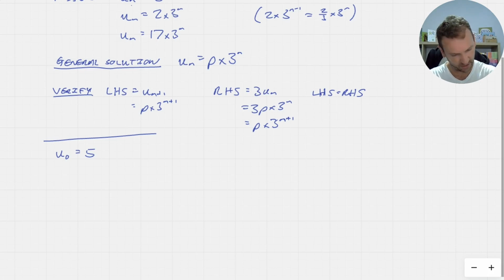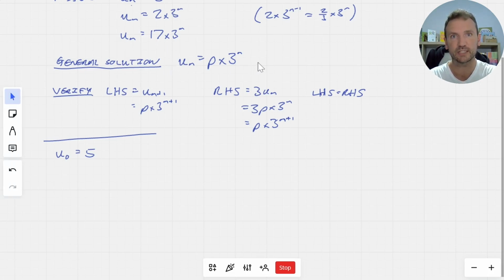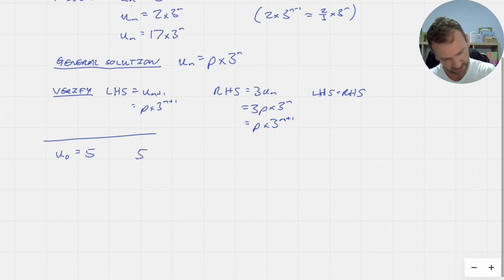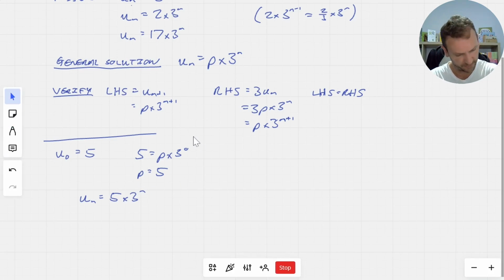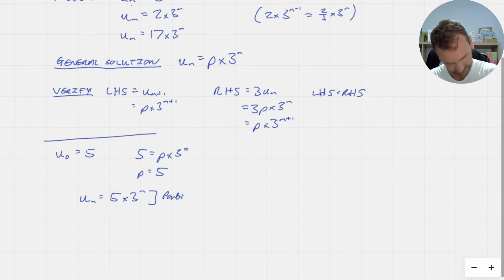So if u0 equals 5, then subbing in to that general solution we've got of un equals p times 3 to the n, and replacing n with 0, we get u0, which is 5, is equal to p times 3 to the 0, and we'll just get that p is equal to 5. This tells us that with this initial condition, un is equal to 5 times 3 to the n. Our language for describing this is that this is the particular solution, because it's particular to that initial condition.